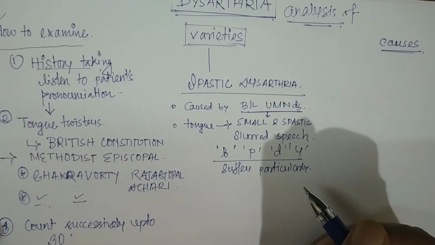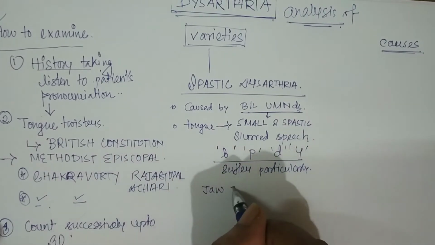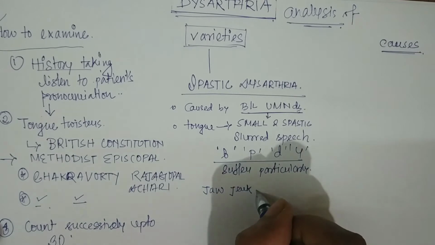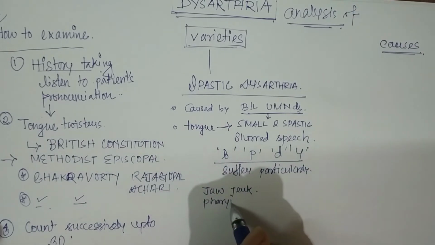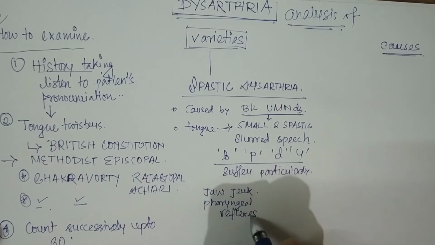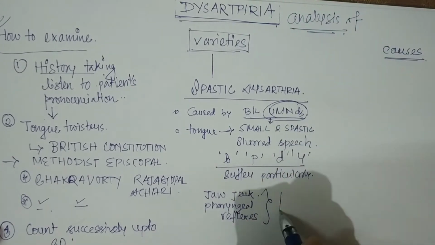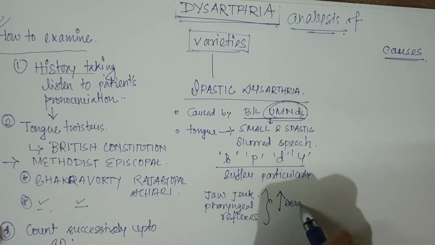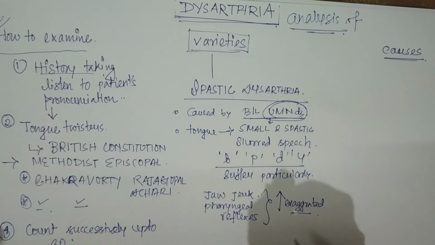And if we see the jaw jerk and pharyngeal reflexes, what will happen to them? Remember, this is upper motor neuron disease, so they will be exaggerated. So this is spastic dysarthria.